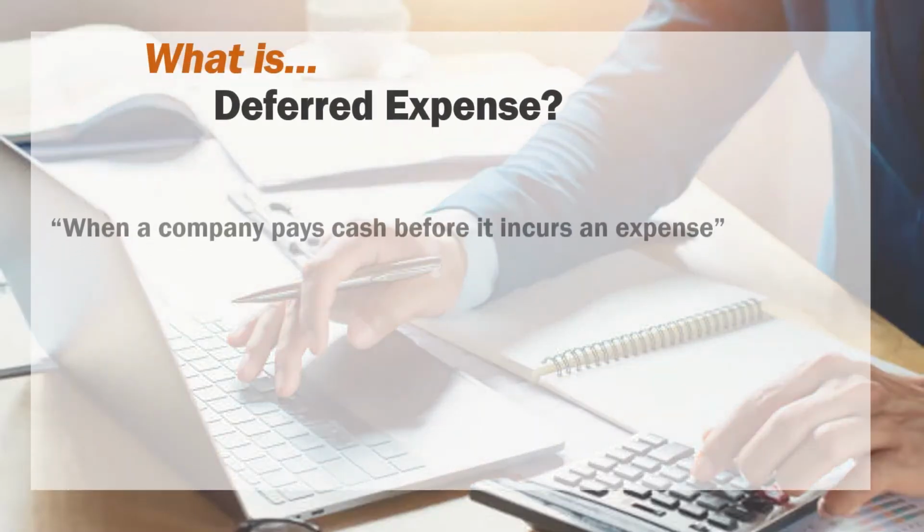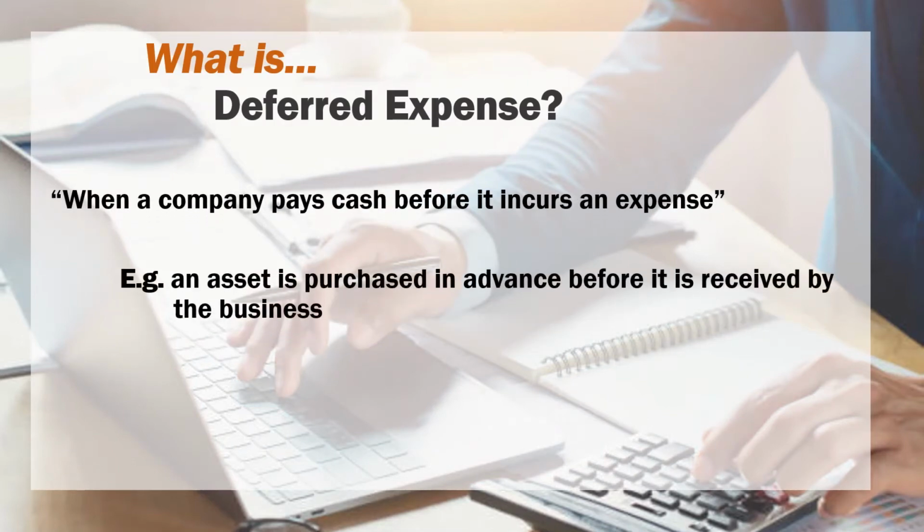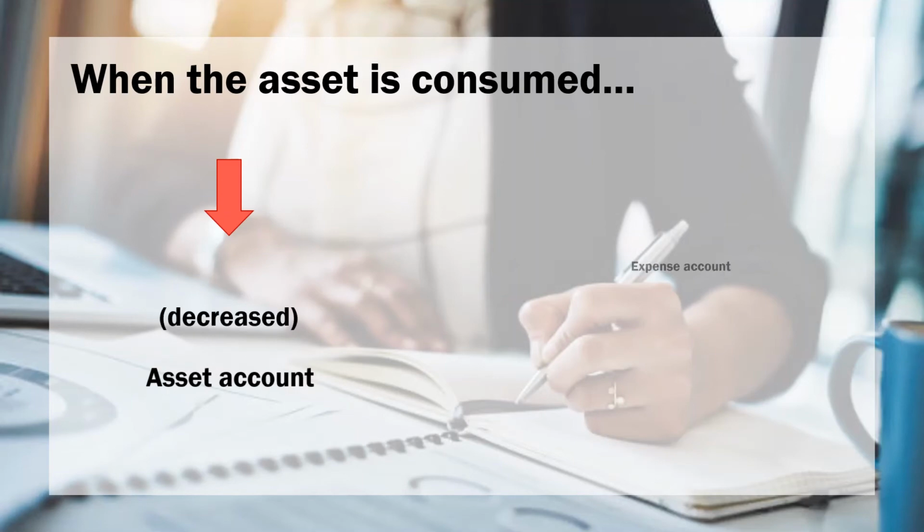Deferred expense refers to when a company pays cash before it incurs the related expense. For example, an asset is paid for before it is received by the business. This results in the assets account to increase to record payment of the asset. When the asset is consumed, the asset account is adjusted down and the related expense account is adjusted up by the value of the asset that has been used.